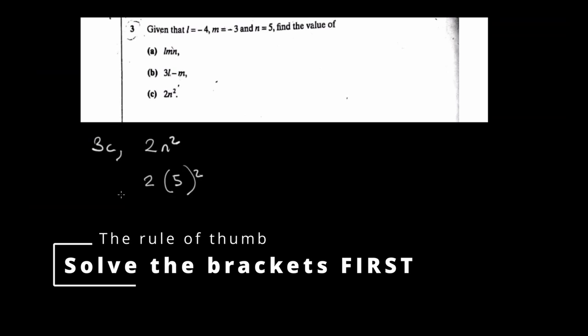Let us now take our bidding to 3c. So 3c is 2n squared. We know what our n is. N is equal to 5, so this will be 2 times, we substitute n with 5, squared. The rule of thumb, we always begin by solving things which are in the bracket. So what is 5 squared? 5 times 5, that will be 25, and 25 times 2, that will be 50.